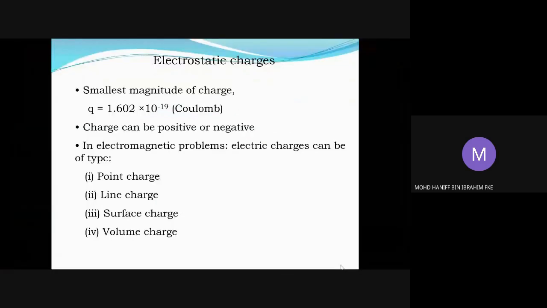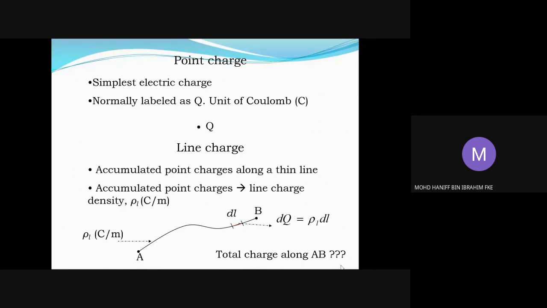Slide. So we're going to have a look at these 4 types of charges, starting from point charge up to volume charge. For the point charge, this is considered to be the simplest charge type, in which normally we label the charge Q. If we have just a point there, a point Q, it means that we are referring to the point charge. And the unit for this point charge is the Coulomb.